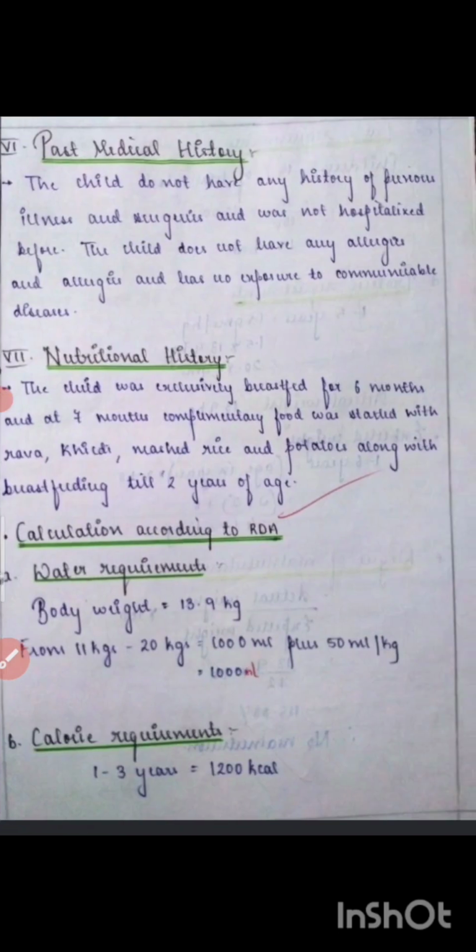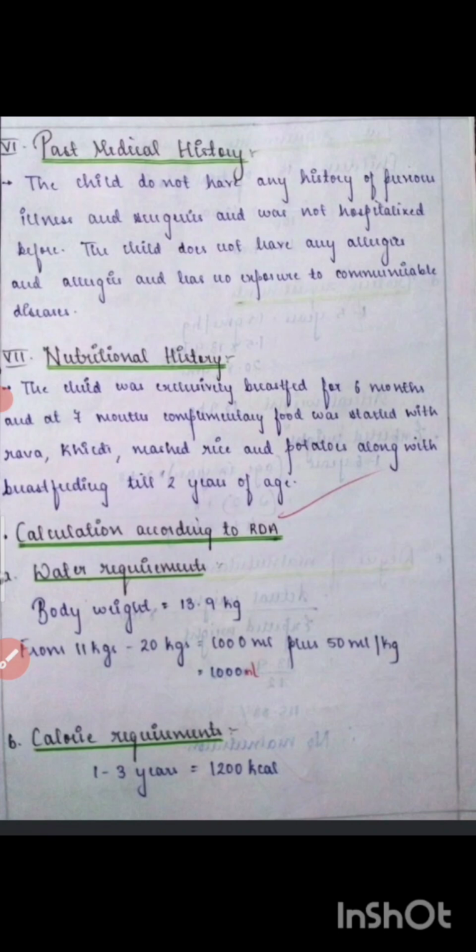Next comes the past medical history. In the past medical history you have to write whether the patient has any kind of allergy, whether he was previously admitted. Everything will come here. Next comes the nutritional history. In the nutritional history you'll have to mention whether the baby was breastfed, how long the baby was breastfed, when the complementary feeds were started and what they were started with. Everything you'll have to mention.